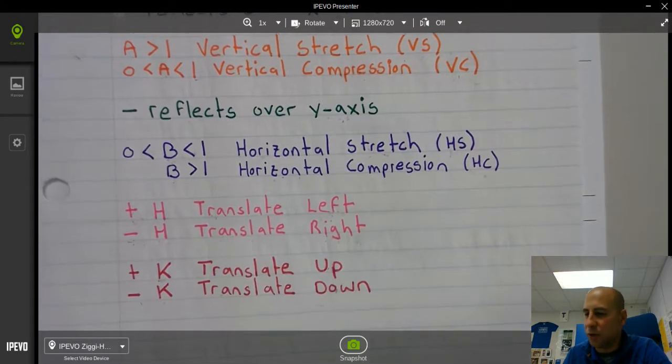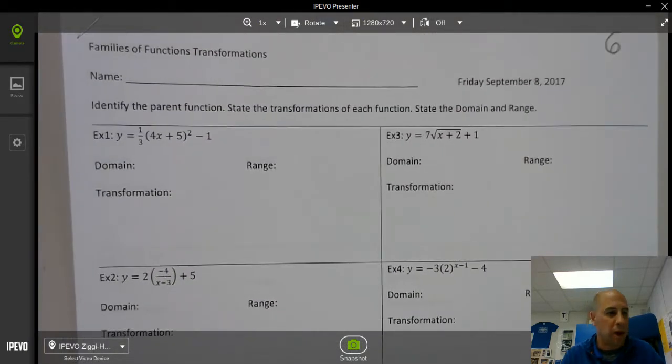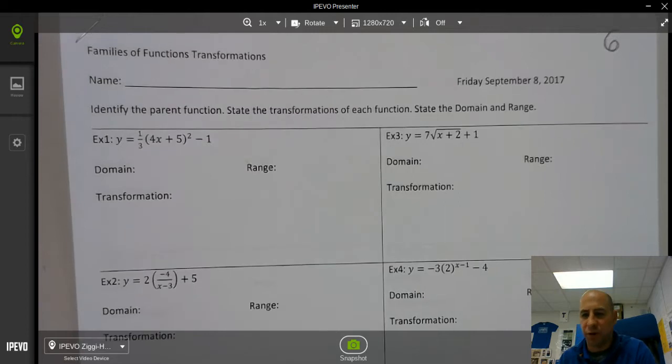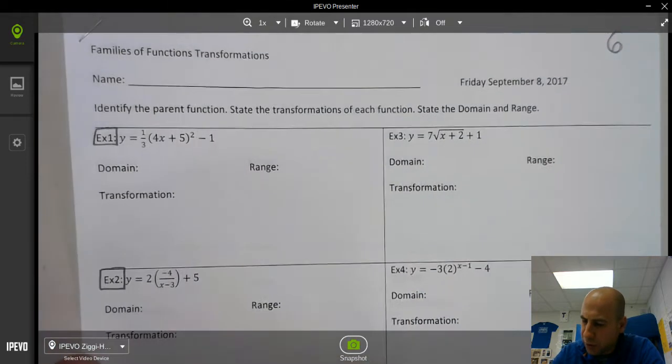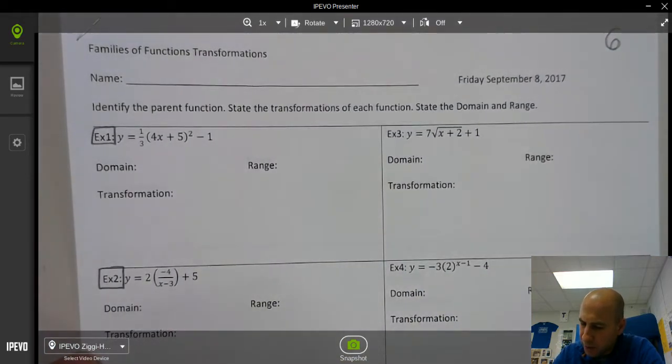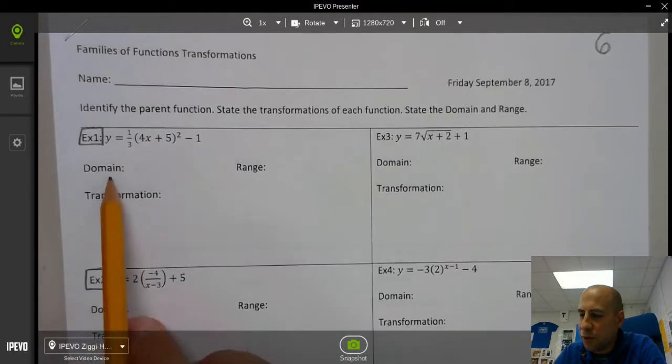All right, now that your notes are finished, let's take a look at the examples. All right, so I'm going to do the left side in the video, and then if you need me to, I'll go over any of the left side again in class, but we'll do the right side for sure in class, okay? So I'm going to look at example 1, example 2, example 5, example 7, all right? Now, identify the parent function. State the transformations of each function. State the domain and range. All right, now we're going to do the domain of each of these in class, okay? But the transformation we can do.